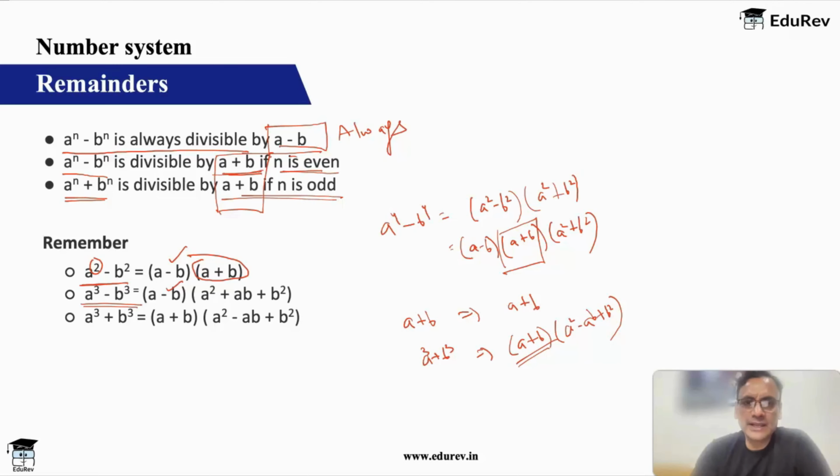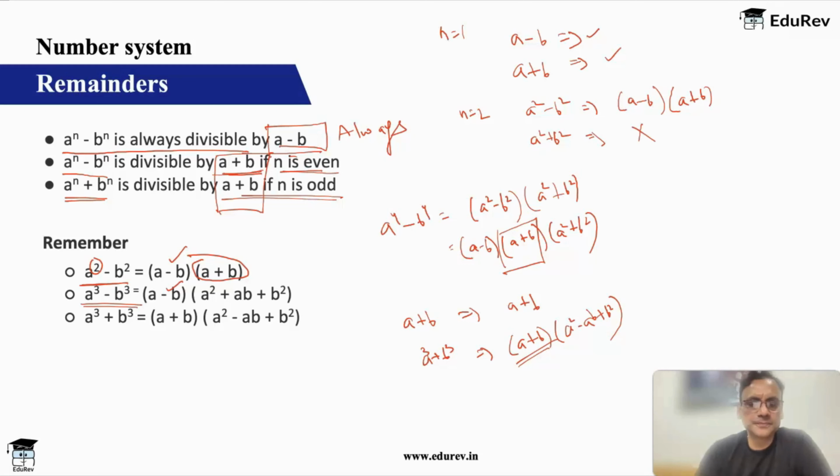So if I take n as 1, a minus b, a plus b. Obviously this is divisible by a minus b, and this is divisible by a plus b. If I take n as 2, a square minus b square, you can see that this is divisible by a minus b. This is also divisible by a plus b. Okay, a square plus b square, this is not divisible by anything.